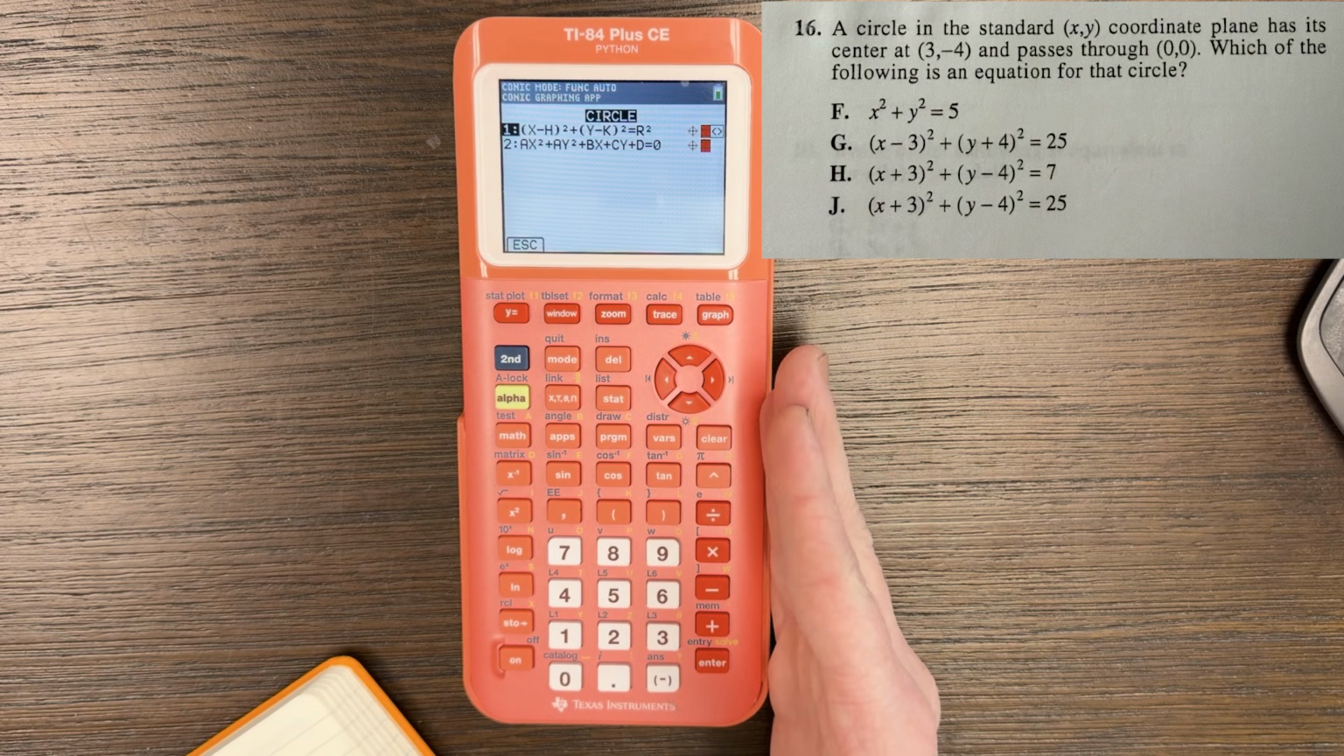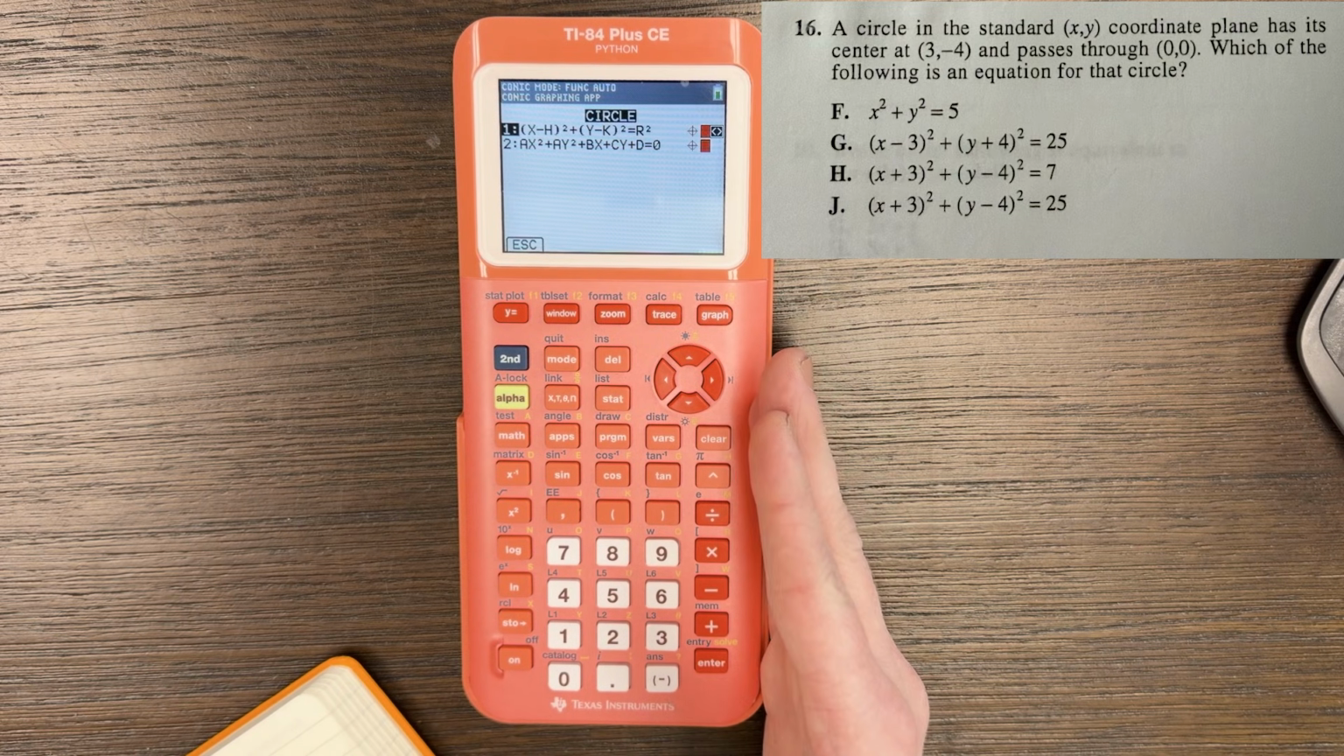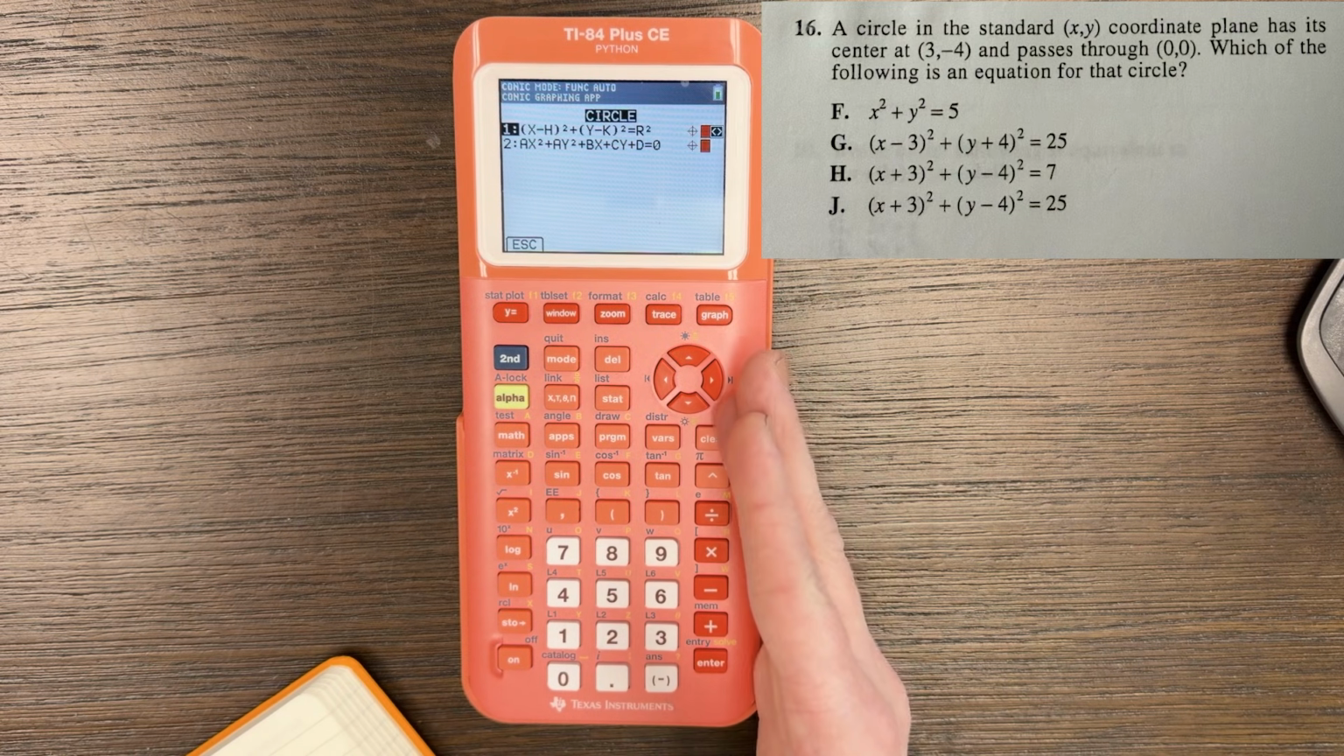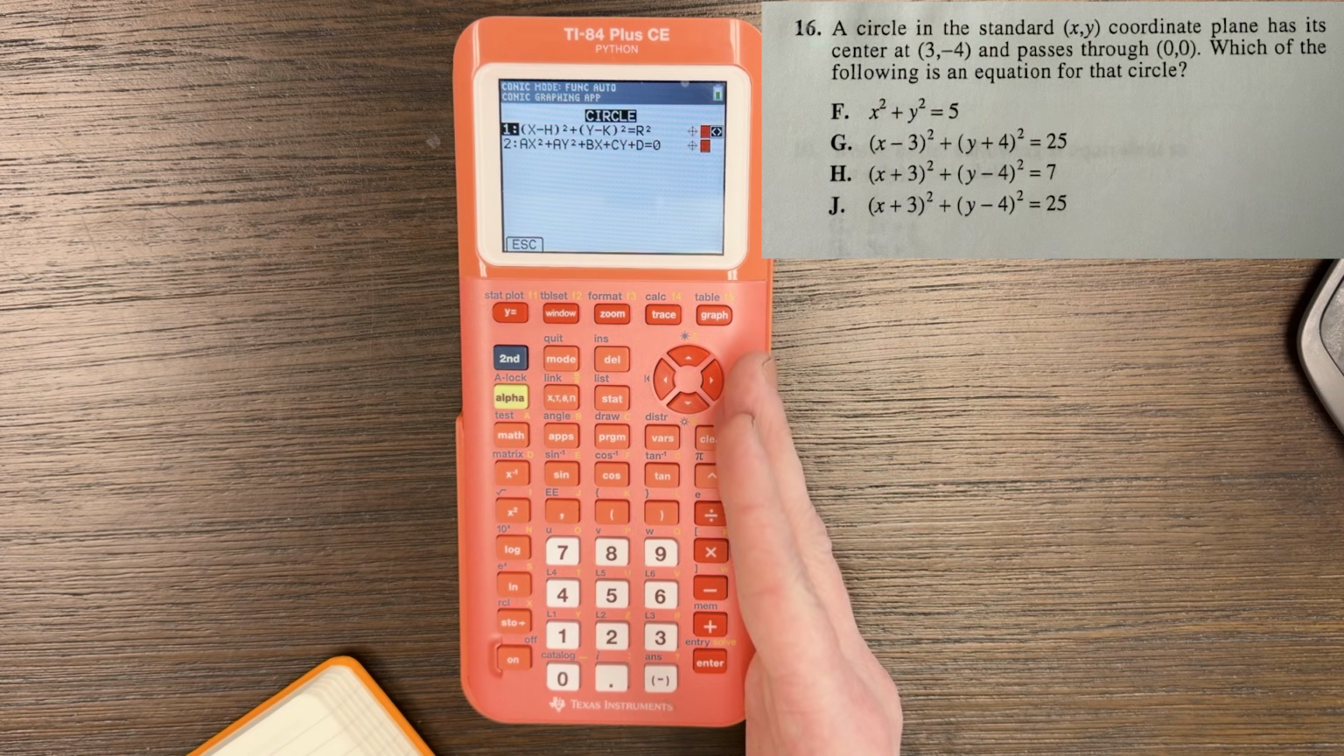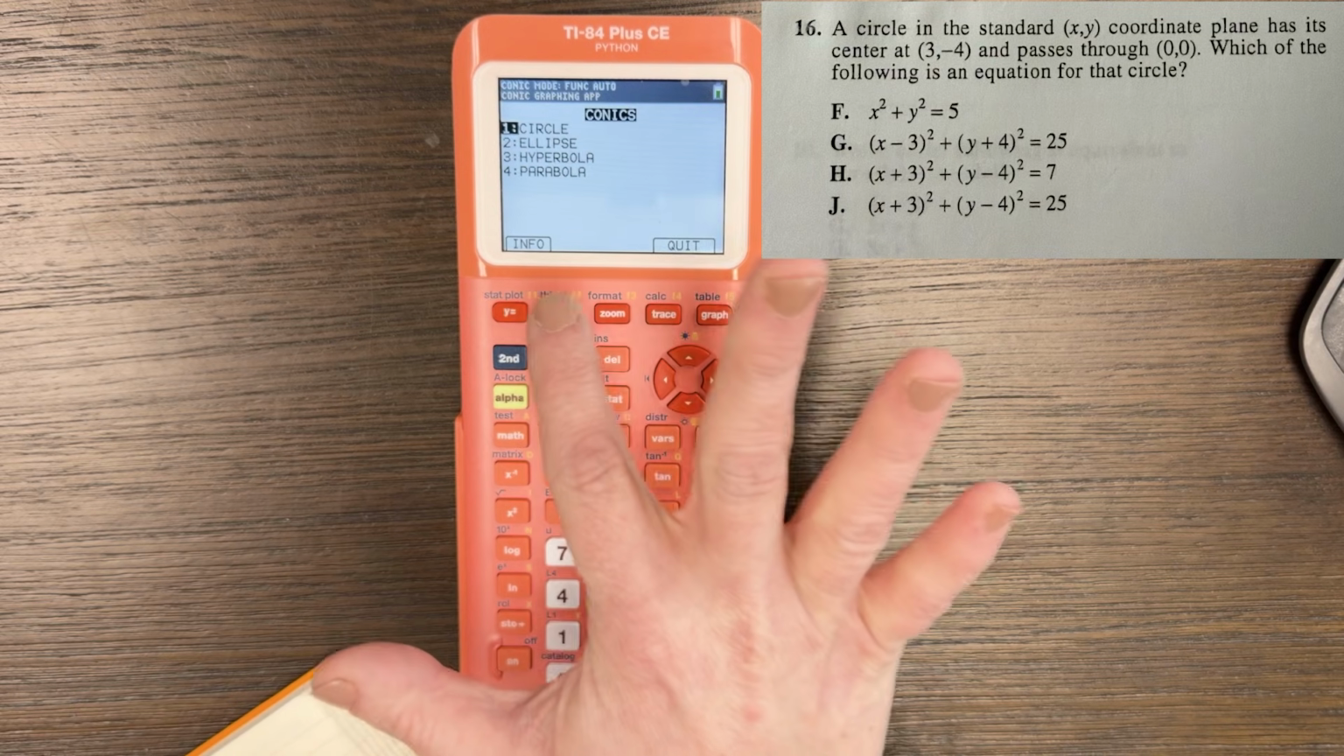So if you reference the question there, you see that your 3 is positive and then your 4 is going to be negative. And so the answer on this one's going to be G. But I want to show you one other thing with this.